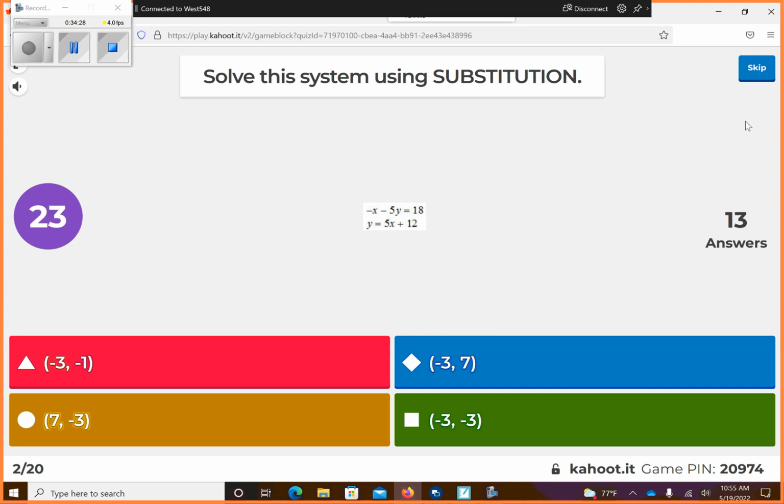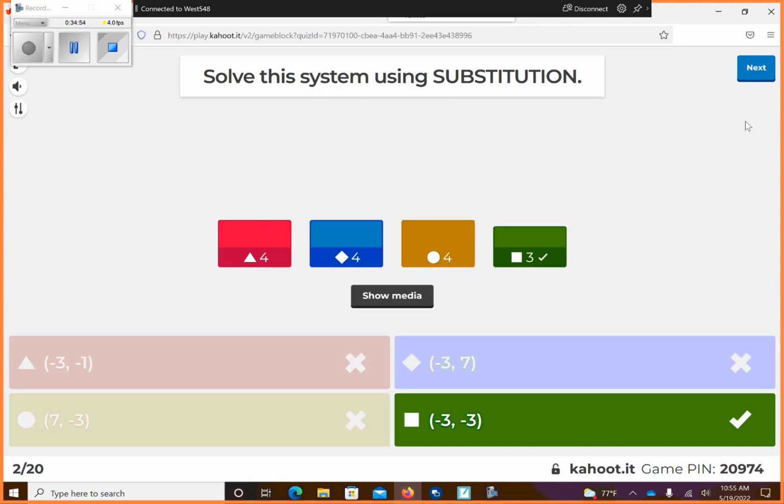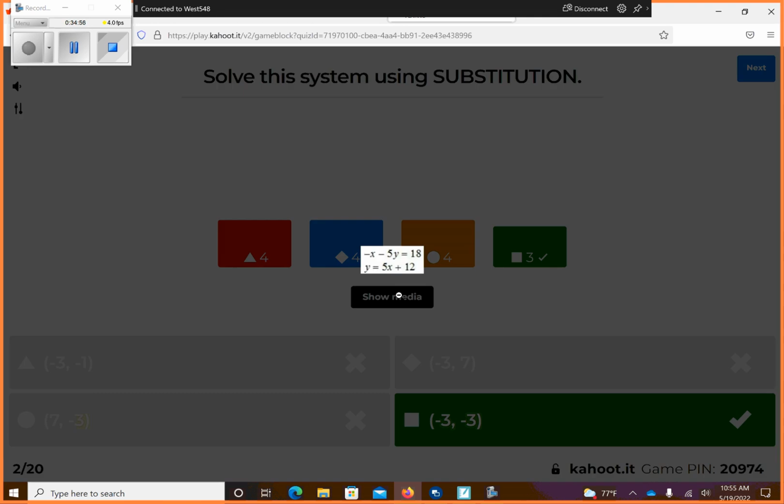Remember, if you get stuck, you can plug any of those answers into both of them. Whichever one's true for both is the answer. Three of you got that right. So remember, when you're substituting in, you can take 5x plus 12, plug it in for the y value on the top equation, distribute negative 5 over.